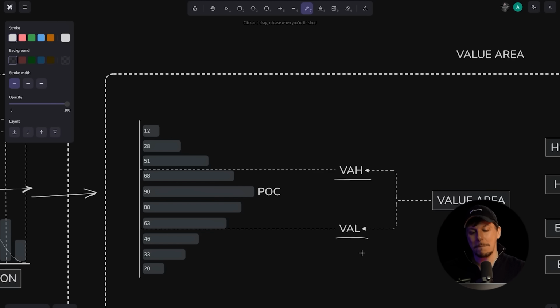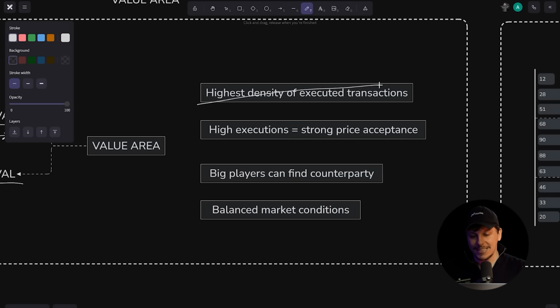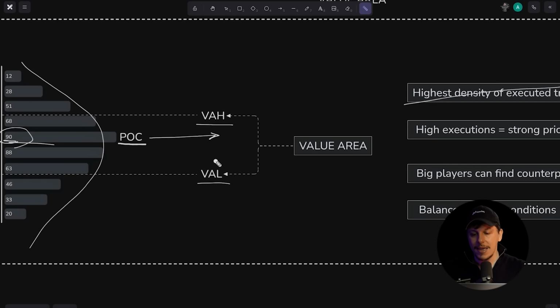The point where you can see the maximum level of transactions, for example, if we take this level here, we can see 90 transactions happening at this level. This one takes the name of the POC, the so-called point of control. Why point of control? Because from a fair value standpoint and from a concept related to single transactions, this one is the level that holds the most amount of transactions of the day, if we are talking about the daily volume profile distribution. Now, we can see that the highest density of executed transactions takes place here between the value area high and the value area low.